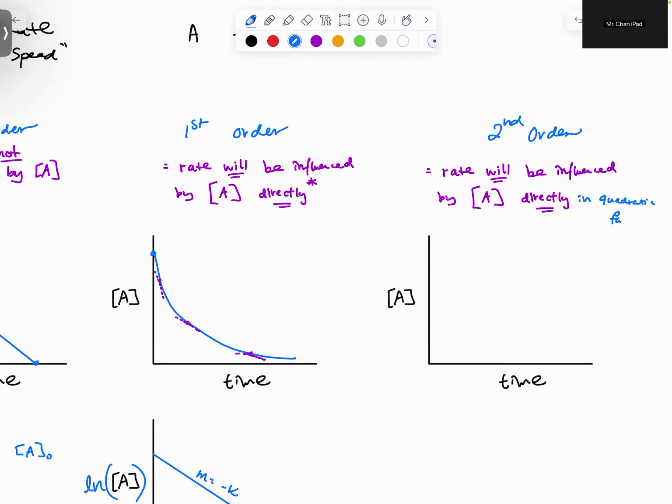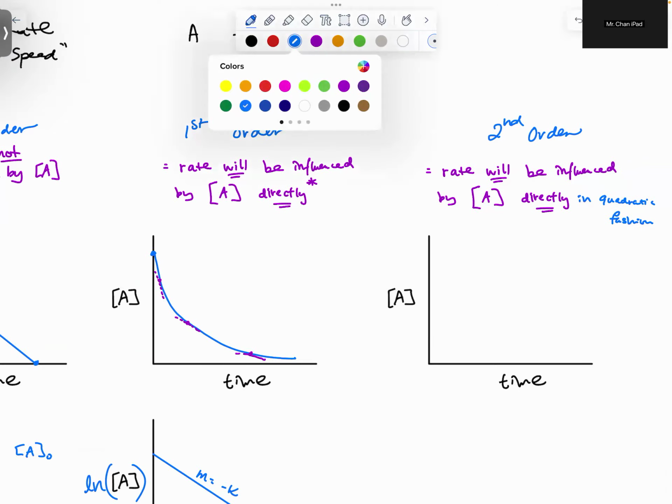But it's in quadratic. So you may now understand why we call them first order and second order. That's basically the power. So what does it mean? If the reactant concentration drops to half of the original, then the rate would only become a quarter of the original.